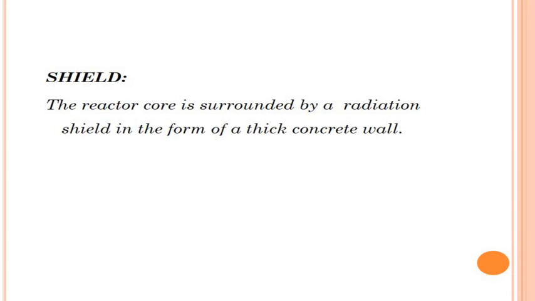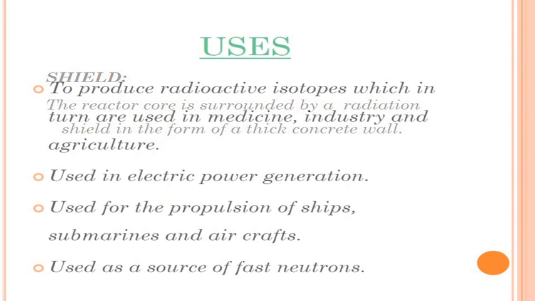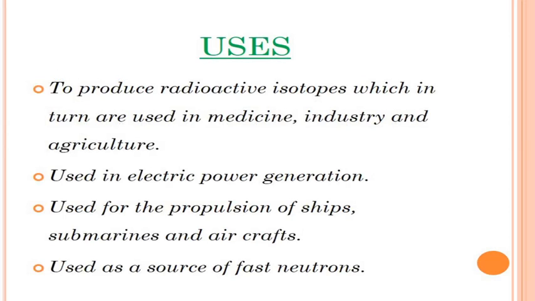And the last portion is a shield. The shield is used to avoid the various radiations coming out from the reactor, and the reactor is surrounded by a radiation shield which is in the form of a thick concrete wall. So that's about the different parts of a nuclear reactor.